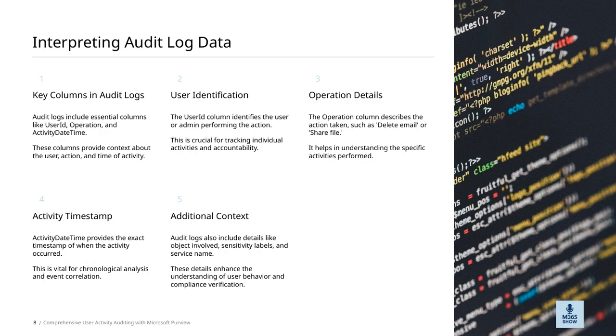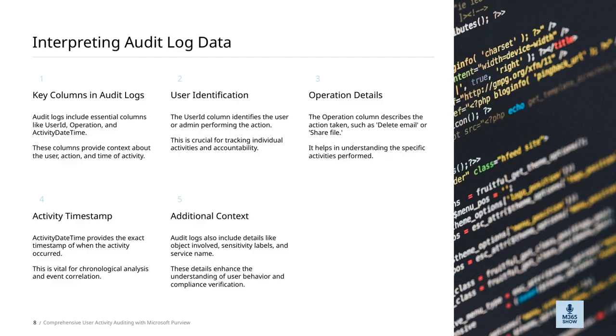Now, let's take a closer look at how we interpret audit log data. Audit logs give us a detailed view of user activity, and with Microsoft Purview, we can see a comprehensive picture of what's happening across our environment. One key aspect is that logs include details like the object involved, such as files or emails, along with sensitivity labels and the service name.